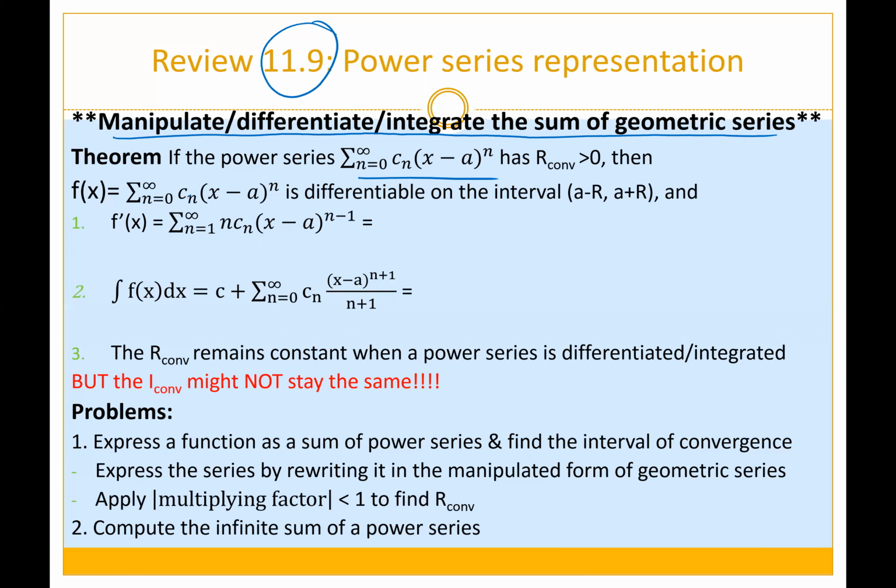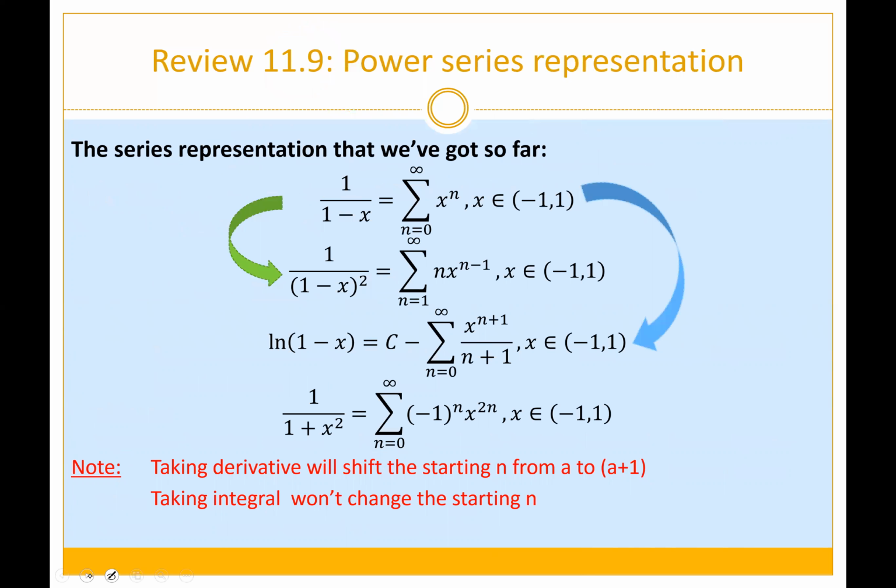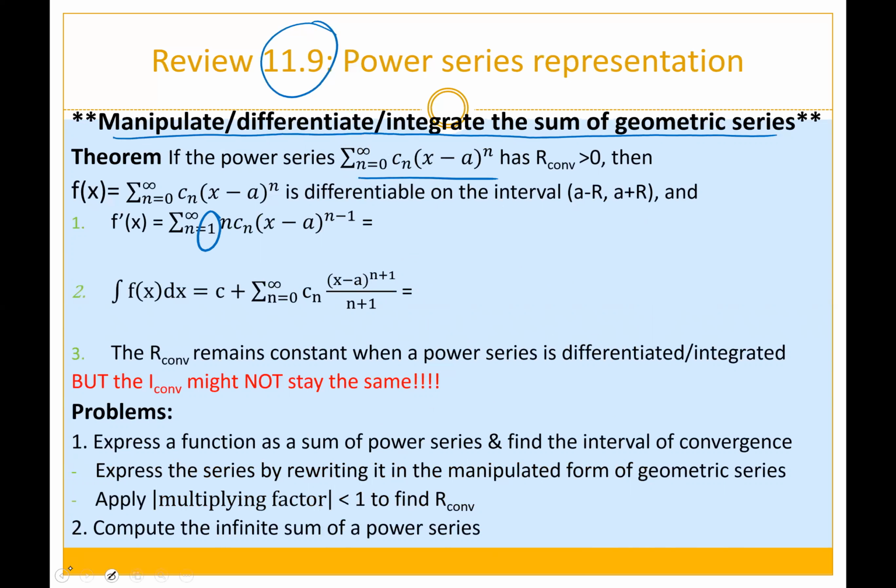So c_n is a constant, so you always keep it. (x minus a) to the n, when you take the derivative, is going to take the n out, and (x minus a) to the n minus 1. And we put a series sign here, meaning that you take the derivative for every single term in that sequence. And note the fact here that when you take the derivative, this starting n goes back to 1, because now you have the power of n minus 1. So you have to start at 1.